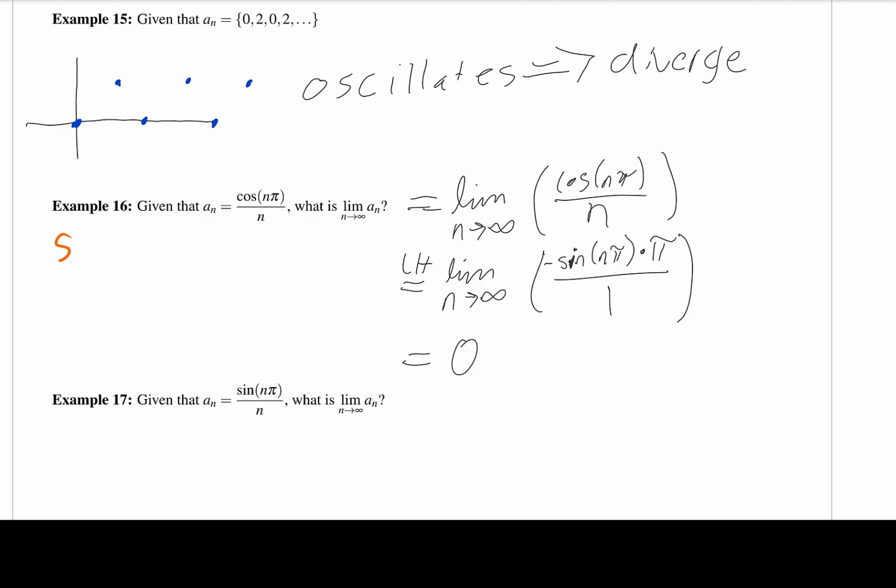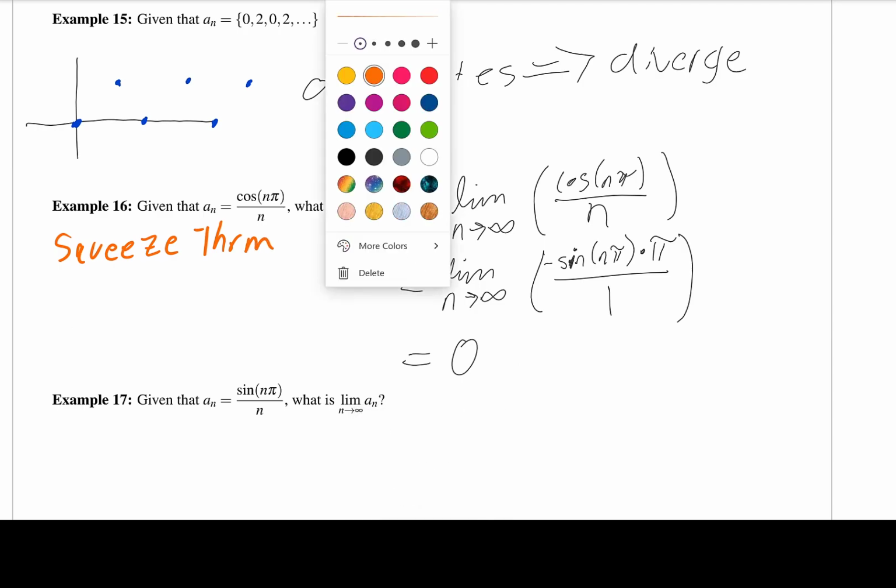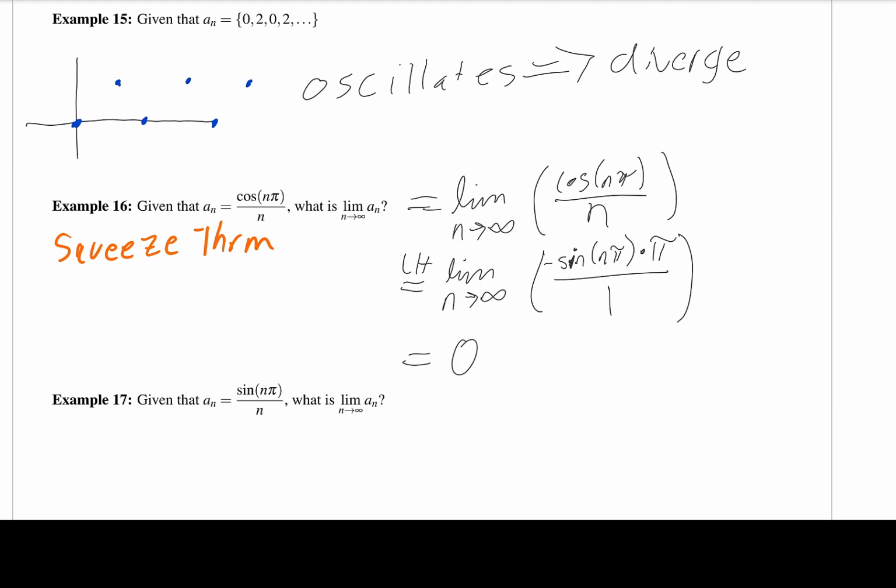Another way of doing this is by utilizing something we learned in 151 called the squeeze theorem. And so the squeeze theorem tells me that if I have a function that is kind of squeezed in between two functions, and those two functions have the same limit, then the thing in the middle must also have the same limit. Here's what I mean. We know that the cosine function on its own is greater than or equal to negative 1 and less than or equal to positive 1. No matter what n is, it'll always be between these two.